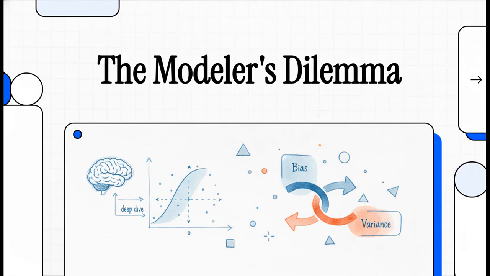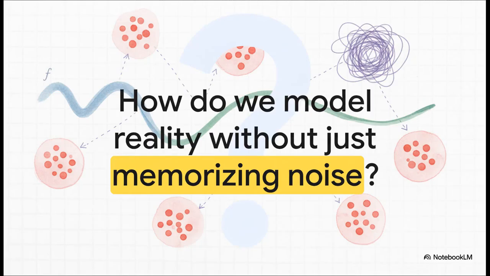Welcome to the Explainer. Today, we're really getting into one of the most fundamental challenges in all of statistical modeling. I'm talking about the modeler's dilemma. So this really is the question that keeps every data scientist up at night, right? We're trying to estimate some true underlying function, we'll call it f, that connects our inputs to our outputs.